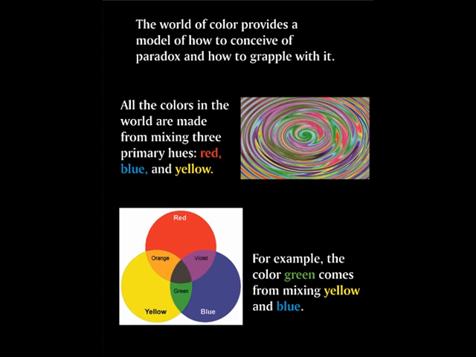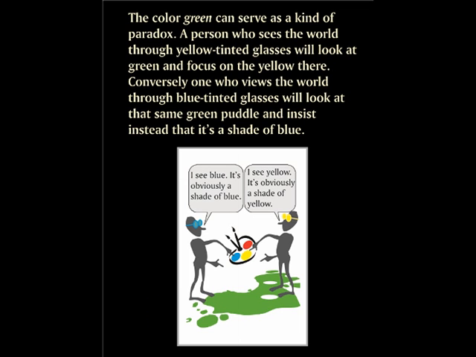All the colors in the world are made from mixing three primary hues, red, blue, and yellow. For example, the color green comes from mixing yellow and blue. The color green can serve as a kind of paradox. A person who sees the world through yellow-tinted glasses will look at green and focus on the yellow there. Conversely, one who views the world through blue-tinted glasses will look at that same green puddle and insist instead that it's a shade of blue.